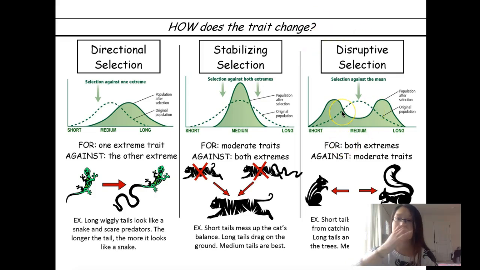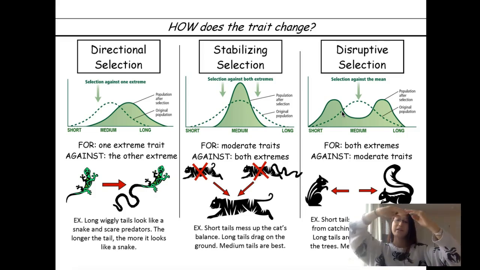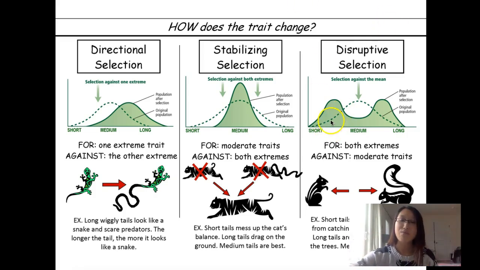The last one is called disruptive selection because it disrupts in the middle. We start with a curve like this. However, this end and this end allow the individuals to be really fit, and the middle makes them less fit. So over time, you would have more and more of the 2 extremes and less of the medium. It says selection against the mean, so the medium is the mean, or the average.